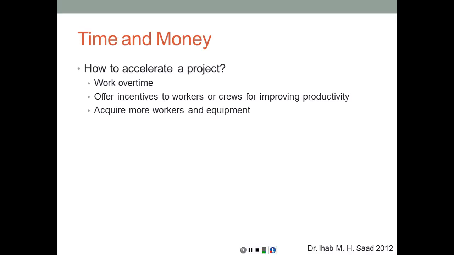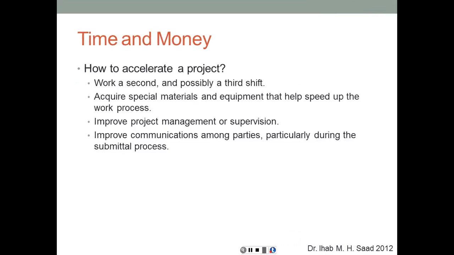Because imagine if some worker has worked for 8 hours and you're asking them to work 3 more hours in overtime. You do not expect that their productivity is going to be the same as during the normal work hours. So you're paying more and getting less. Work a second or possibly a third shift. So you're going to have different shifts of labor, each one working only for 8 hours. And in this case, you're going to get fresh labor to work on the new shift.